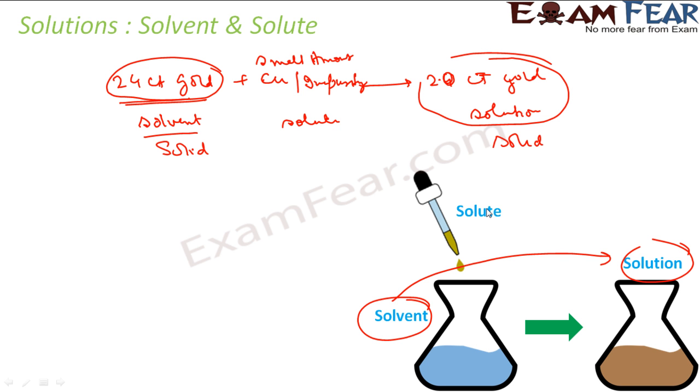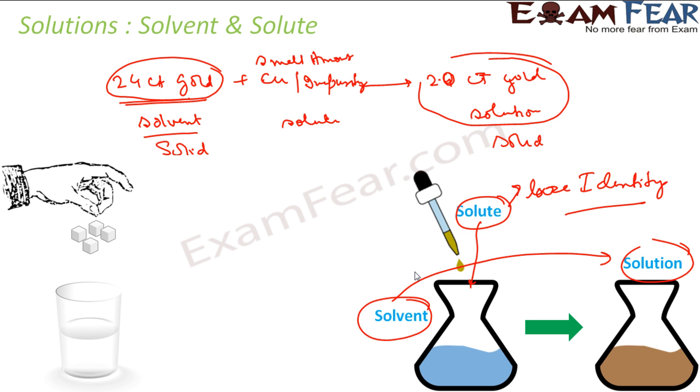Correct? So once again, solvent is a substance that dissolves solute, and this solute generally loses identity. Correct? Solute is a substance that is dissolved in solvent to create solution. The example which I told, you take a glass of water, this is my solvent, add some sugar crystals, that is my solute, you will get a solution. And if you see, the solution will also be a liquid. Why? Because the solvent was liquid.